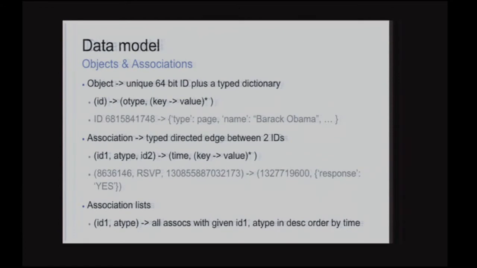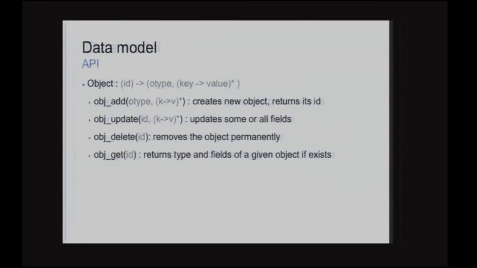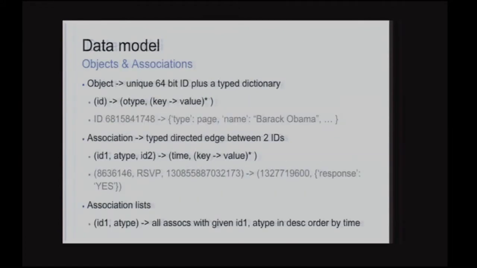Talking about simplicity, there are two main concepts in this database, objects and associations, right? Objects are like an ID, with a type of that object and a set of key values associated with it. So for example, you can have an ID, a page, and the name of the page. You can have multiple key values associated with an object. These are like attributes for that object, very similar to some of the graph database objects or object databases that have been out there earlier.